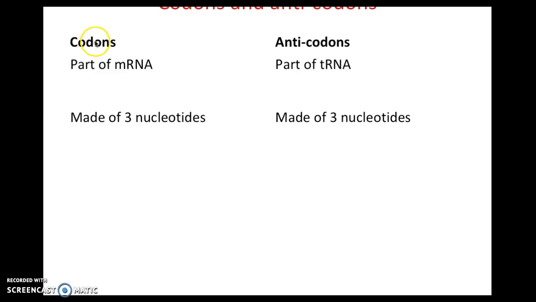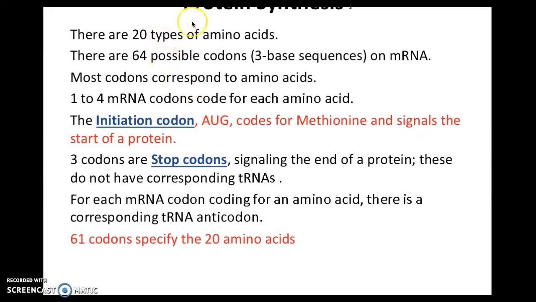So codons, again, are made up of three nucleotides. Anticodons are made up of three nucleotides. But codons are part of the mRNA. Anticodons are part of the tRNA. Protein synthesis. There are 20 different types of amino acid. There's a total of 64 different combinations of these codons. But we only have 61 codons that actually specify the 20 amino acids, because 3 codons are actually stop codons.